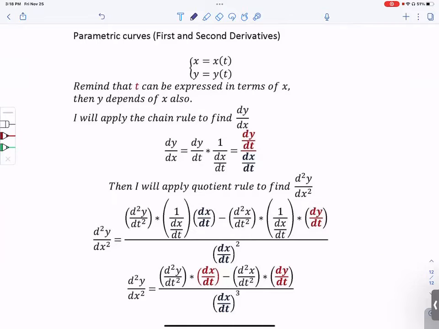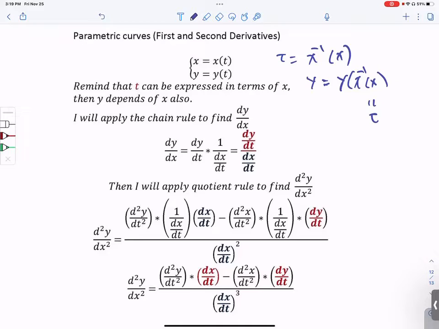In this video, we will find the first and second derivative of the parametric curve. The parametric curve is formed by two equations, x equals x of t and y equals y of t. But if I apply the inverse function of x to x, therefore y equals y of t, which is the inverse function with respect to x, and this is t.